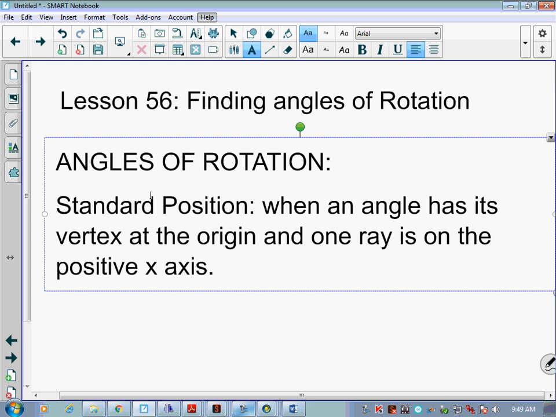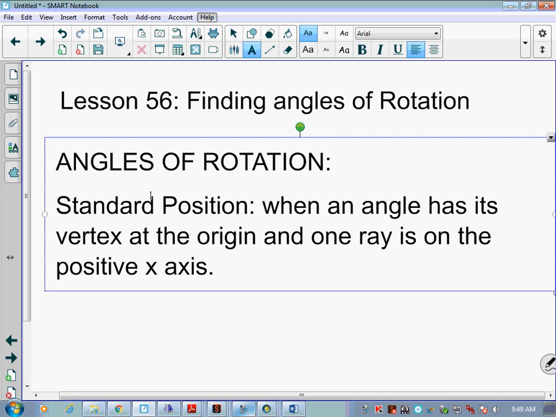All right, so let's look at standard position. Now, all this is going to be based upon a coordinate grid, but we're not looking at specific coordinates, we're looking at angles based around that origin.